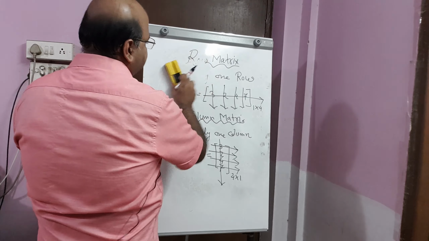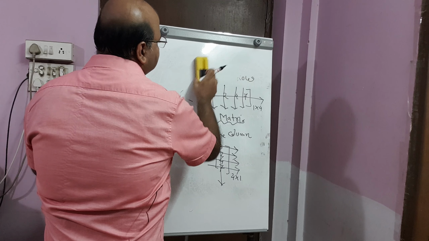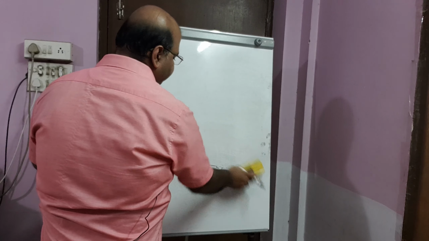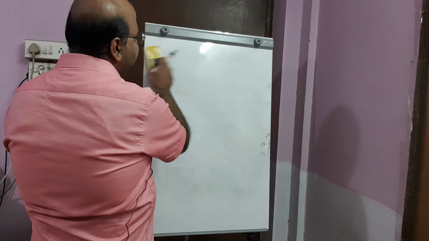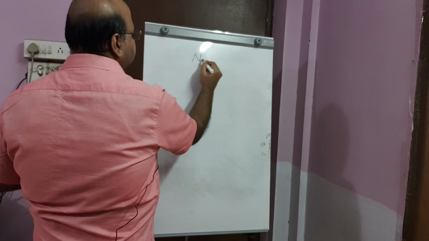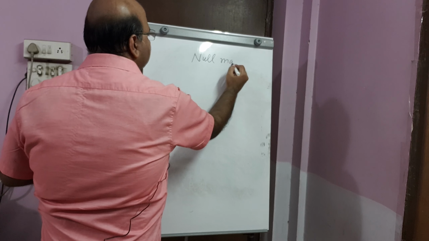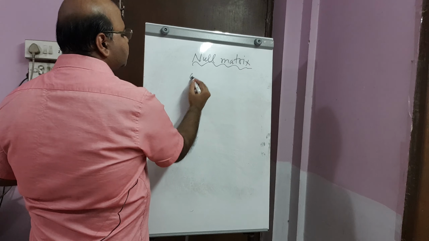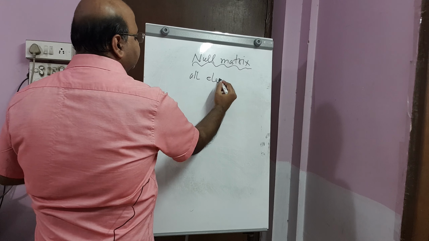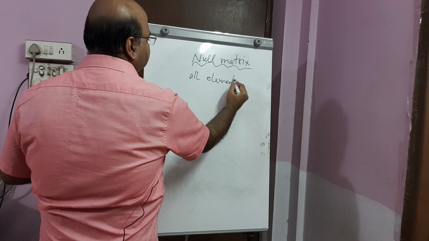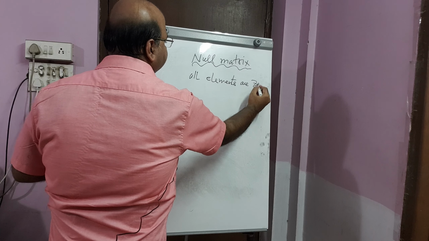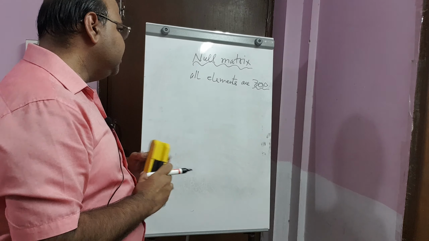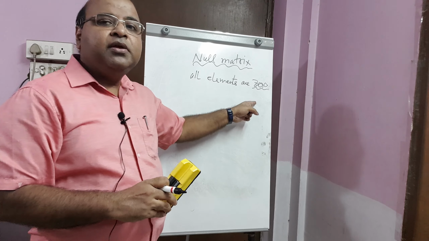Next is a null matrix or a zero matrix. As you can already understand by the name, by a zero matrix or a null matrix we mean a matrix whose all elements are 0. Now here by 0 I may not necessarily mean the real number 0. It may be a 0 vector.